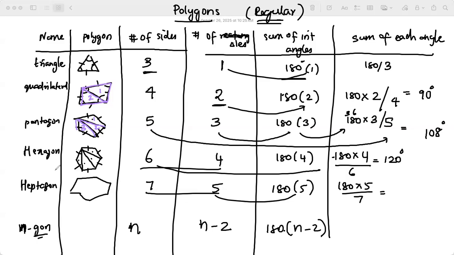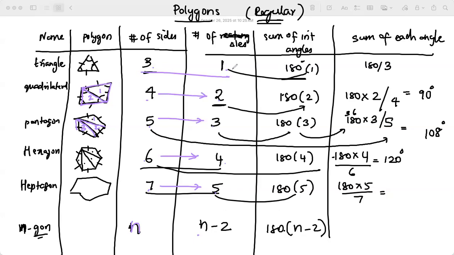Yeah, but how did you get it for the n-gon? See the pattern here. If there are 3 sides, it's one triangle. If there are 4 sides, it's 2 triangles. If there are 5 sides, it's 3 triangles. If there are 6 sides, it's 4 triangles. If there are 7 sides, it's 5 triangles. So n sides, what is the pattern? Oh, okay, I get it now. Yeah, so like that, stop and ask.